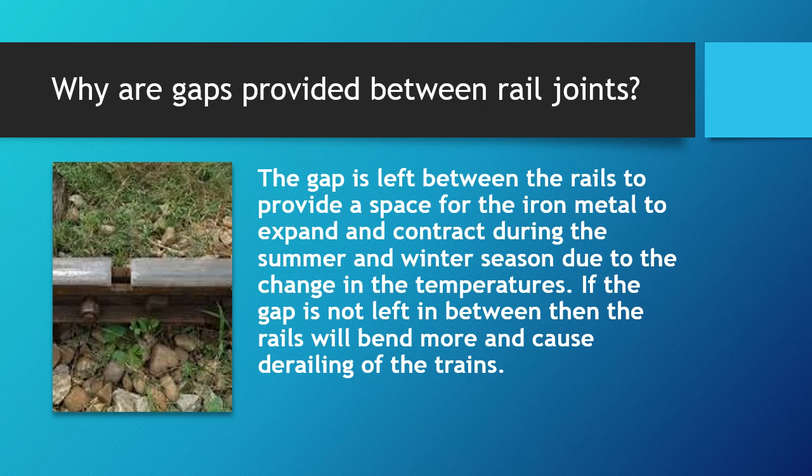So the gap is left between the rails to provide a space for the iron metal to expand and contract during the summer and winter season due to the change in the temperatures. If the gap is not left in between the rails, they will bend more and cause derailing of the trains.